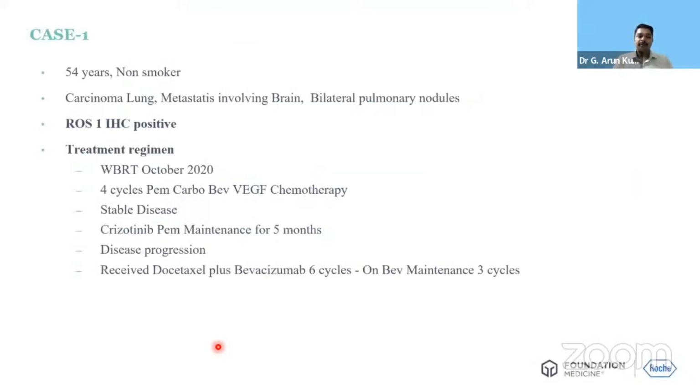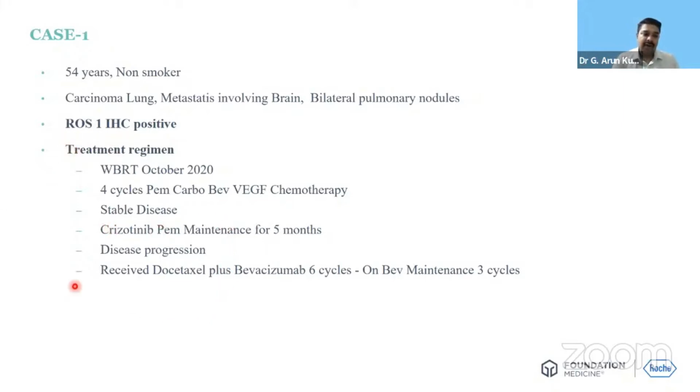So this is a case of a 54-year-old male, non-smoker, and the patient had adenocarcinoma of the lung, and there was a brain mets and bilateral pulmonary nodules were also there. Initially, the patient tested positive for ROS1 by immunohistochemistry. Before the ROS1 was done, I think the patient underwent whole brain radiotherapy because of the brain mets, and 4 cycles of PEB carbo combo was given. But there was a stable disease, and then crizotinib was added because of the ROS1 IHC positivity.